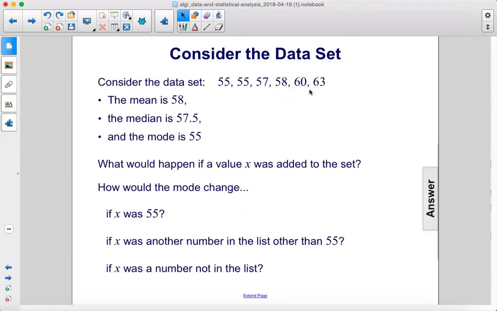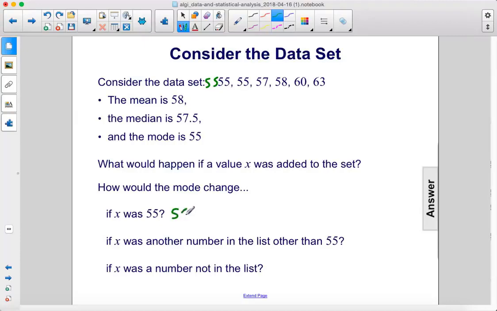Consider the data set. The mean here is 58, the median is 57.5, and the mode is 55. What would happen if a value x was added to the set if x was 55? So if we add another 55 here, how would the mode change? Well, the mode's already 55 because it's in here twice, and these other numbers are only in there once. Adding another 55 won't change the mode.